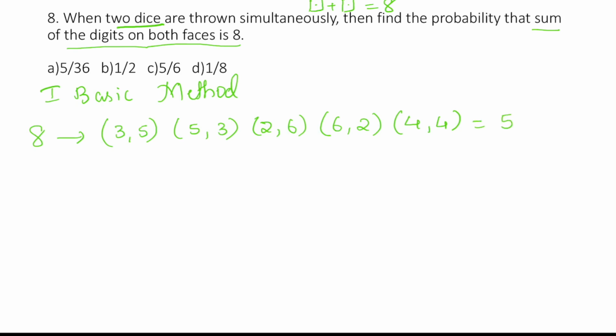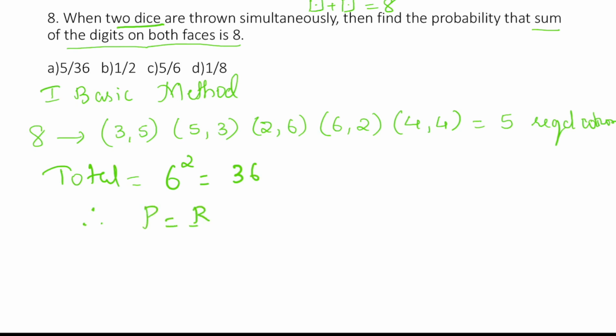So 5 are our required outcomes. And the total number of outcomes is how many? It is 6 raised to the number of dice. The number of dice is 2, so 6 raised to 2, which is equal to 36. Therefore, probability is equal to required by total. Required is 5 by 36. Option A is the answer.